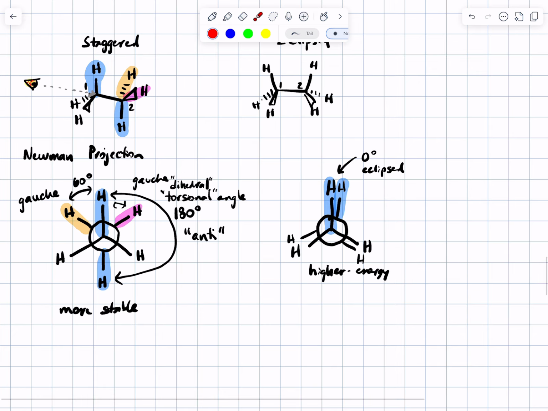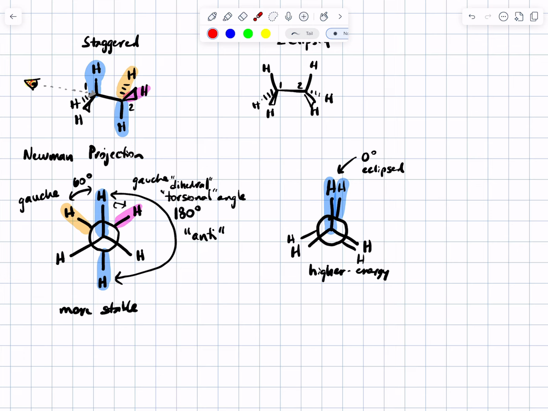There is another explanation for why eclipsed is less stable than anti. It has to do with something called... eclipsed is more stable than staggered? Oh my gosh. Thank you.